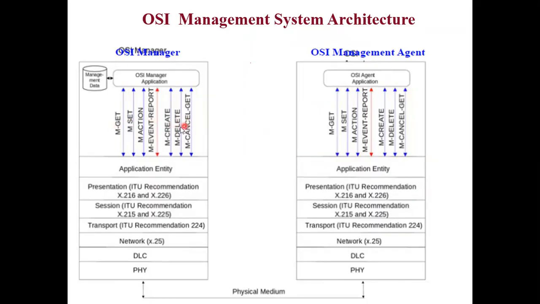Now many times students feel that OSI is a 7 layer model, so there is one message for every layer. No, it is not like that. It is all present in the application layer. It has nothing to do with the remaining 6 layers. The remaining 6 layers we have kept as they are. Only here some recommendations are there which you need to write.